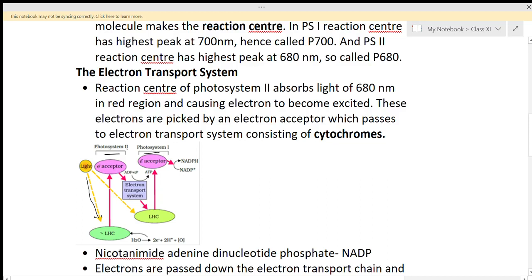Due to this, when the light is absorbed, the electrons become excited. These electrons from photosystem 2 are accepted by the electron acceptor. By the absorption of light, the electrons are excited and transferred to the electron acceptor, which picks up the electrons. From the electron acceptor, the electrons are passed into the electron transport system, due to which ATP is produced.